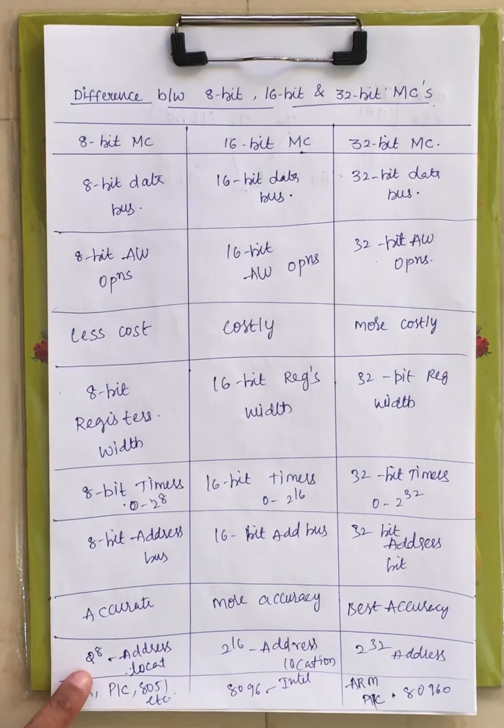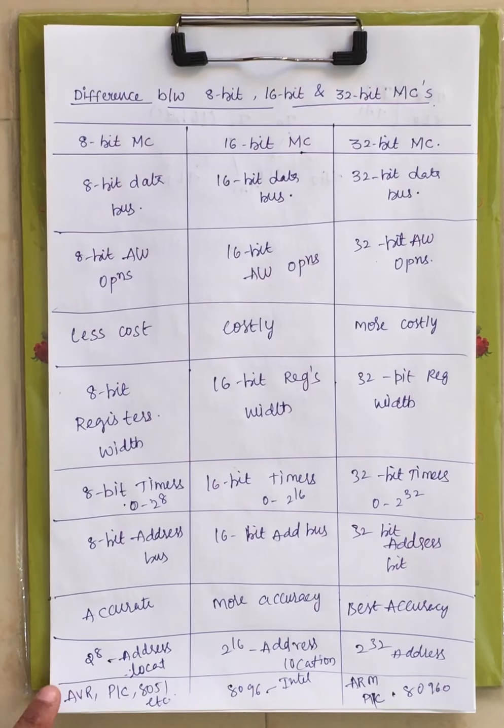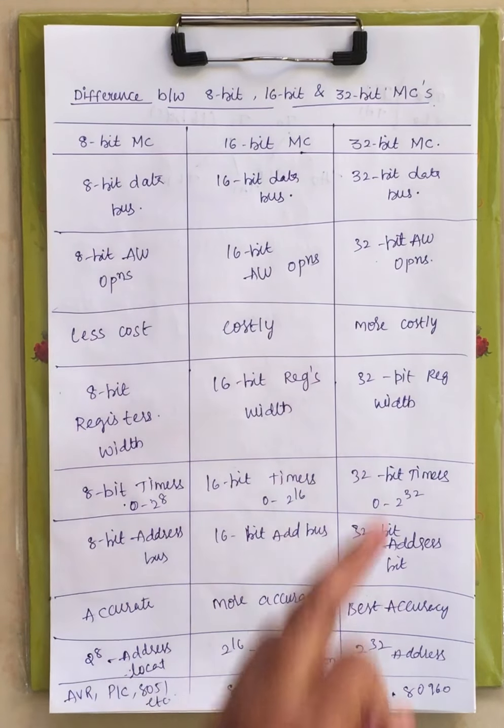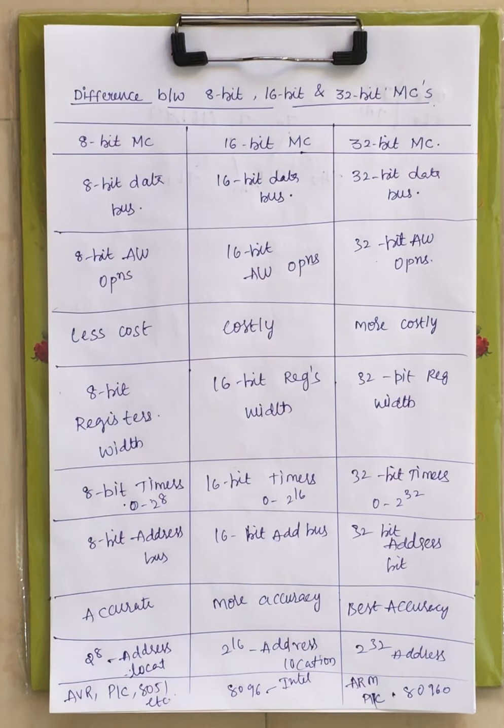Now coming to address locations, you have an 8-bit address bus for the 8-bit microcontroller. That means 2 power 8 address locations can be addressed under the 8-bit microcontroller. Now a 16-bit address bus is for the 16-bit microcontroller. That means 2 power 16 address locations can be addressed. Now coming to the 32-bit microcontroller, it contains a 32-bit address bus. That means 2 power 32 address locations can be addressed, right?